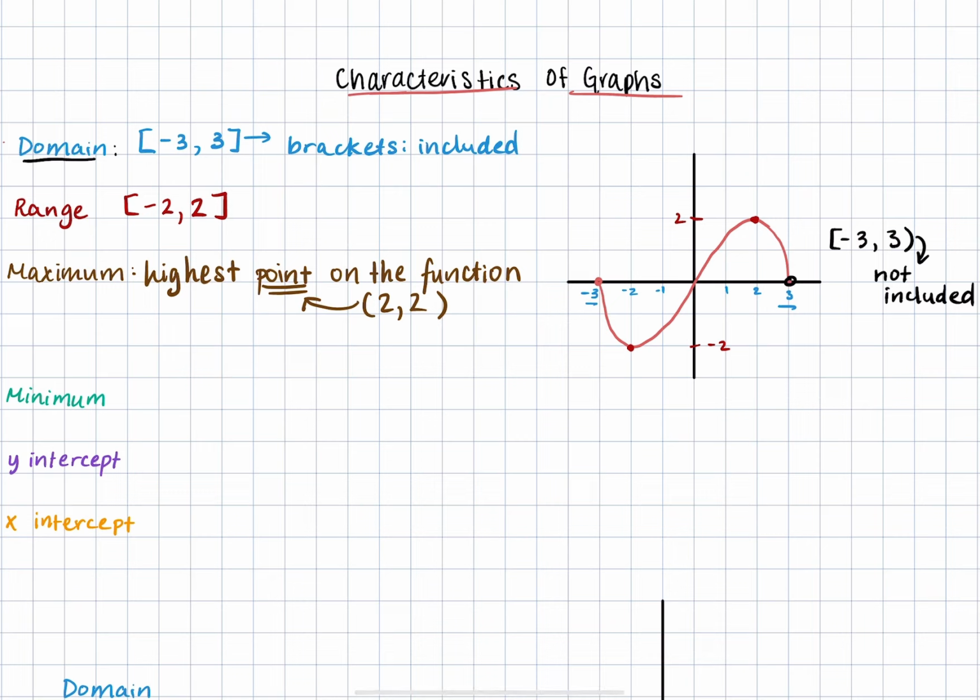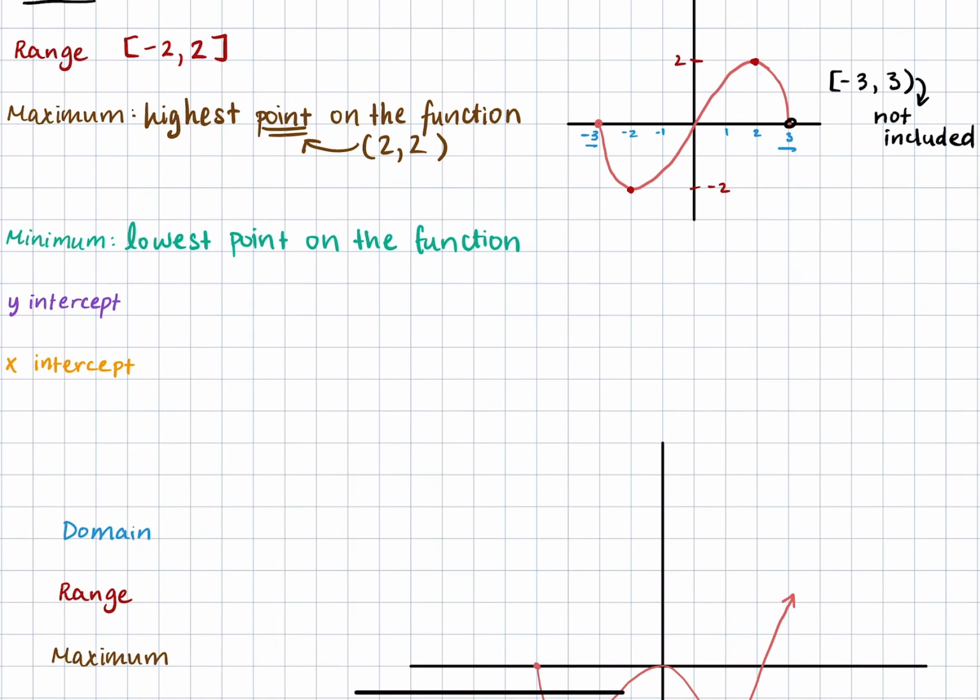Now your minimum is the lowest point on the function. So your lowest valley. And that point is right here, so we have -2 right here and -2. Again, we're using parentheses because we're talking about a point.